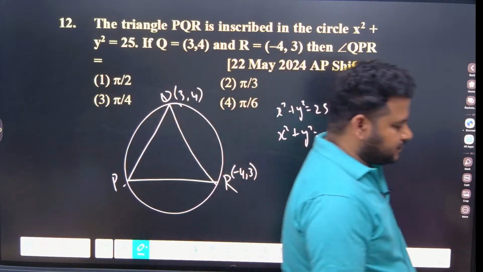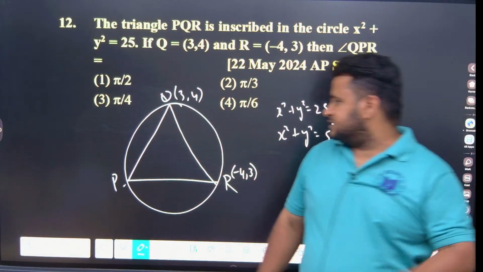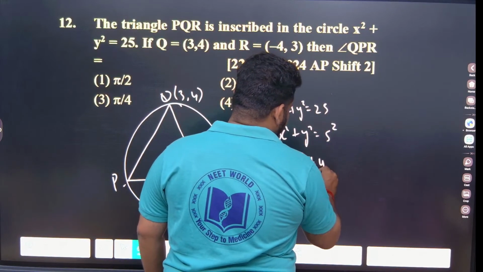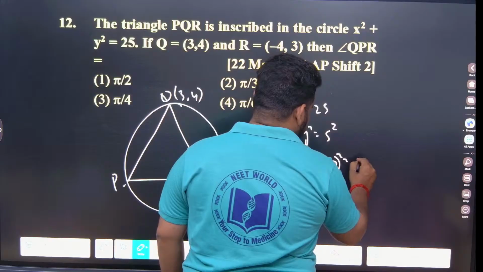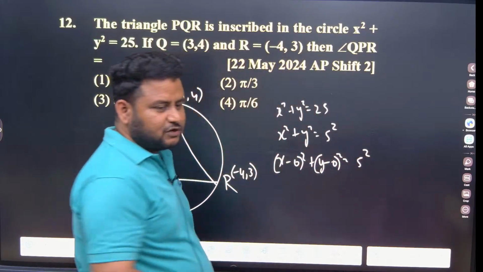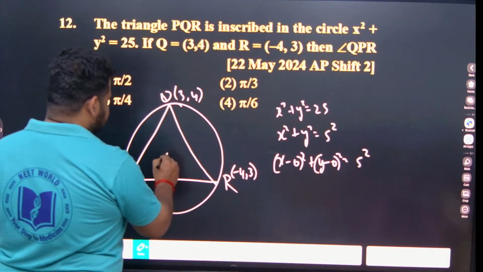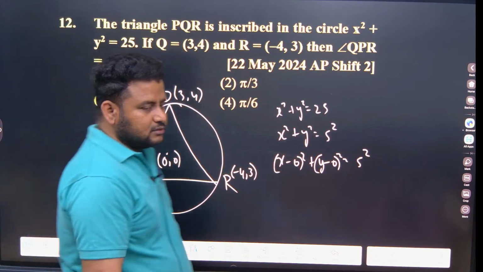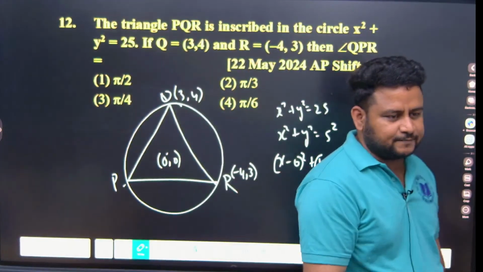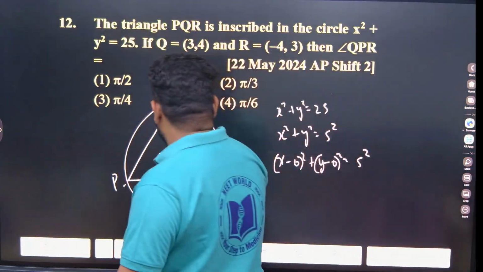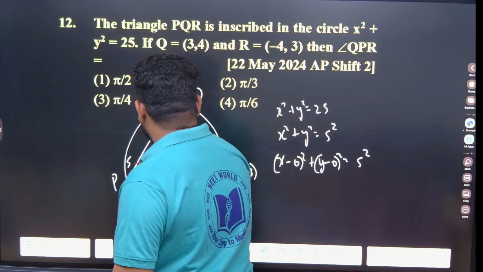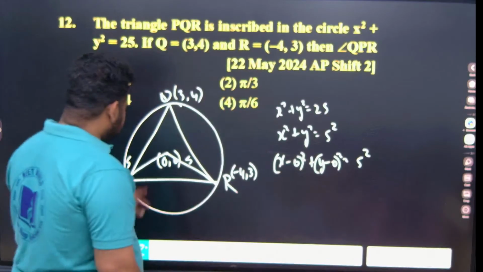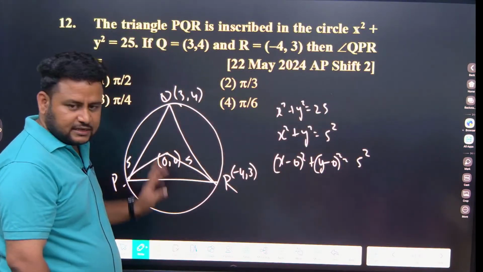So how can we write it? We can write this as (x minus 0) whole square plus (y minus 0) whole square is equal to r square, that is 5 square. The center is at the origin (0, 0) and the radius is 5. Radius is 5 means from here to here it is 5 and from here to here also it is 5, correct?